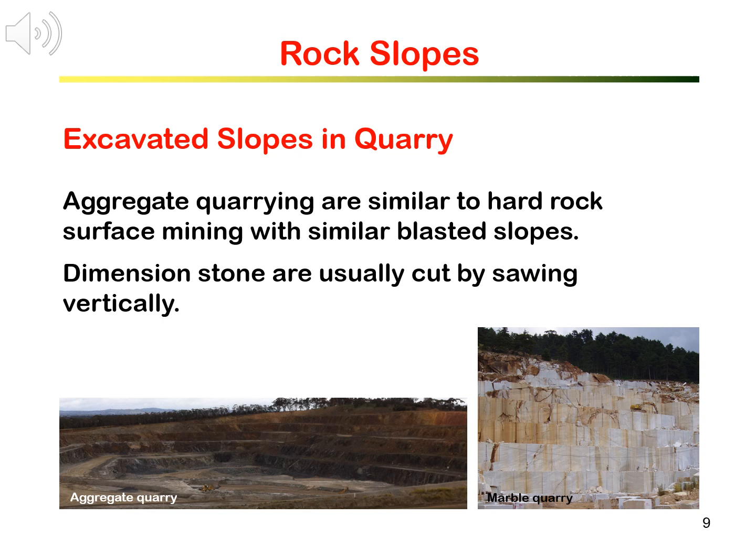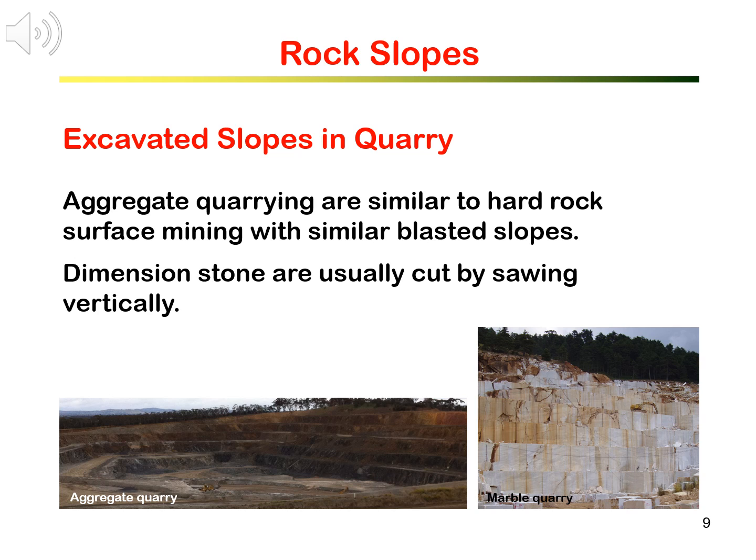Aggregate and rock quarrying are similar to hard rock surface mining. The slopes are produced by rock blasting. Because of the usually high quality of the rock mass, the bench slopes in rock quarries are usually subvertical, with the overall slope angle up to 60 degrees.